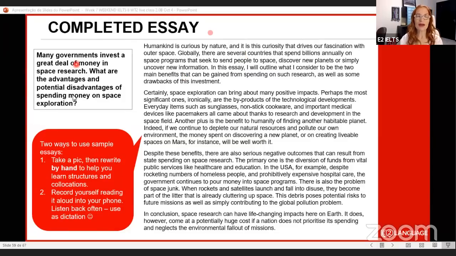Many governments invest a great deal of money in space research. So that is the information given. What are the advantages and potential disadvantages of spending money in space? Definitely you will have to discuss both advantages and disadvantages. Definitely.